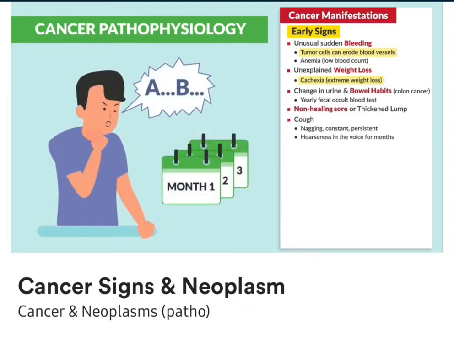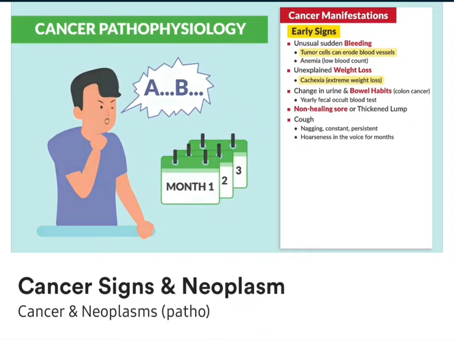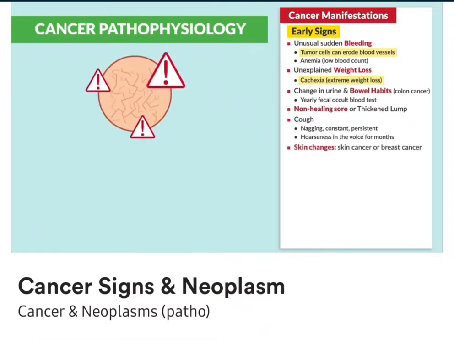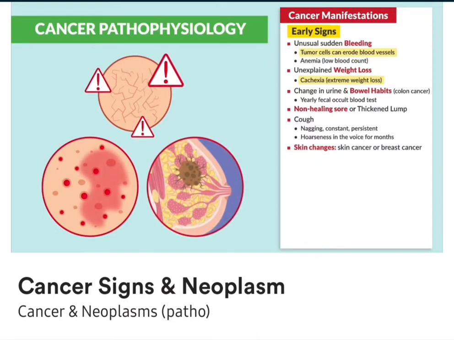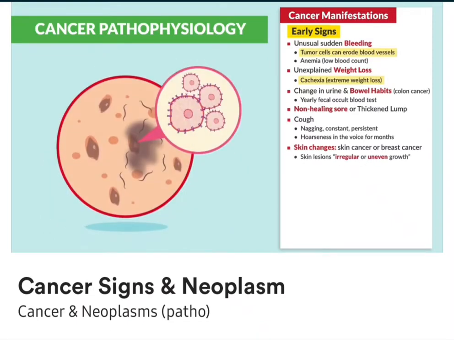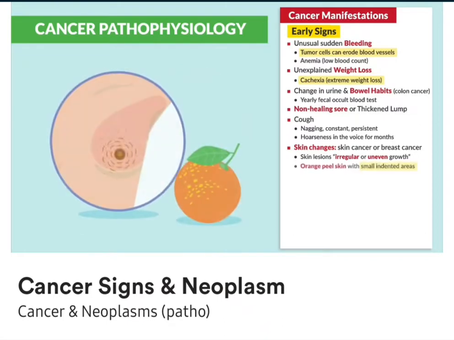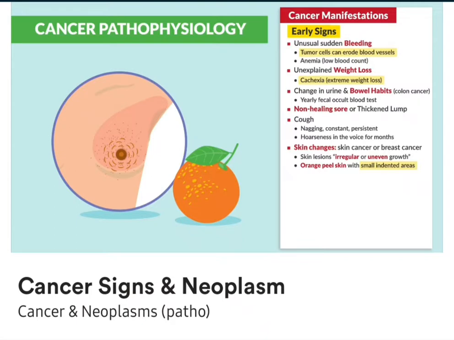Now, the next one here is big, so please be sure to write this down. Skin changes, specifically with skin cancer or breast cancer. So skin lesions, and the key terms here are irregular or with uneven growth, typically are cancerous. And for breast cancer, orange peel skin with small indented areas is a big sign for breast cancer.